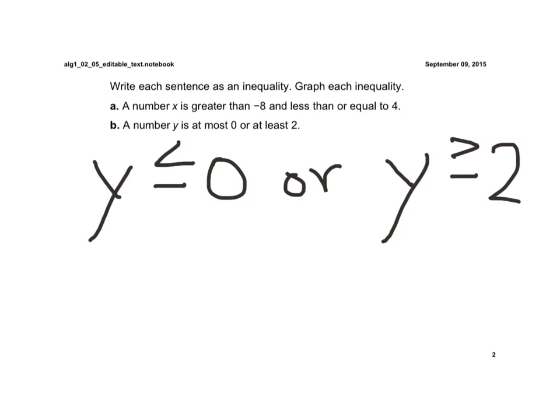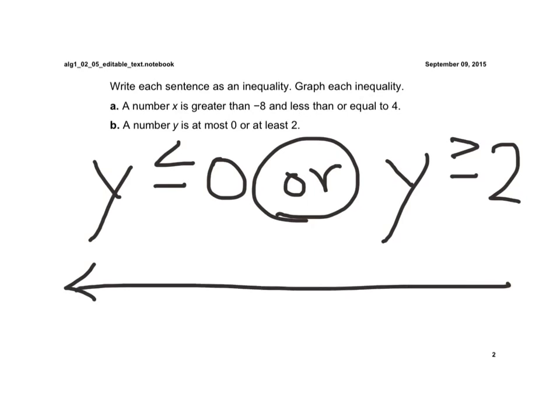And if we think about this, the y has to be less than or equal to 0 or greater than or equal to 2. Well, it's a good thing it's the word or, because there are no numbers that can be less than or equal to 0 and greater than or equal to 2. So this can only satisfy one inequality at a time.